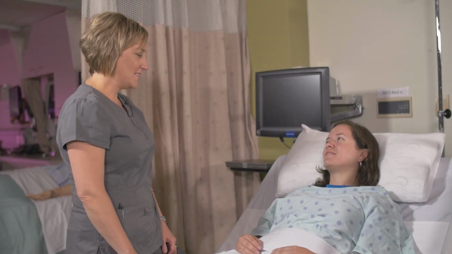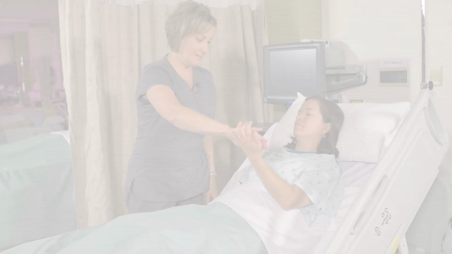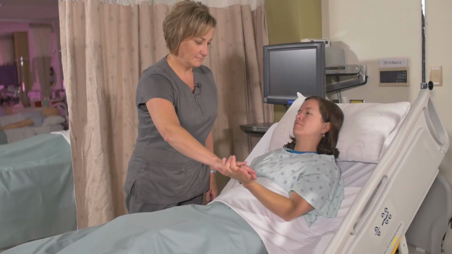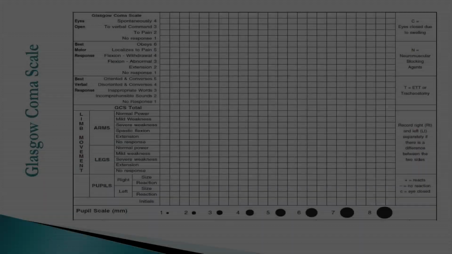This video will review content related specifically to level of consciousness using the Glasgow Coma Scale, pupillary response, limb movement strength, and vital signs. Please note, these guidelines are for adult neurological assessments only.